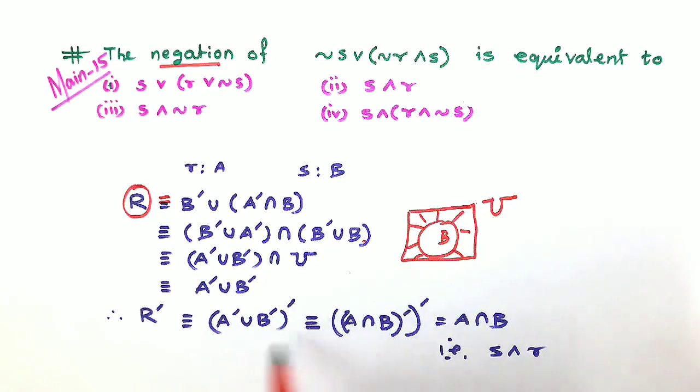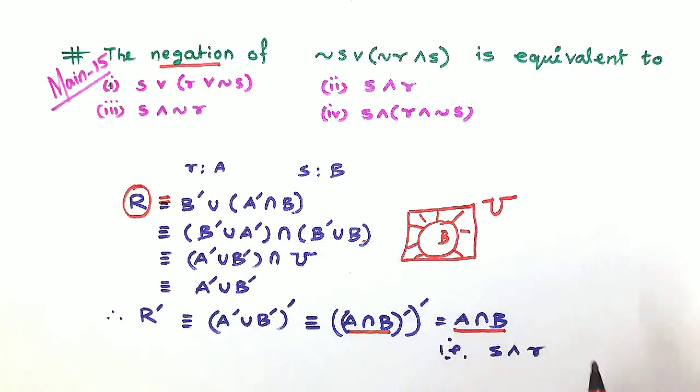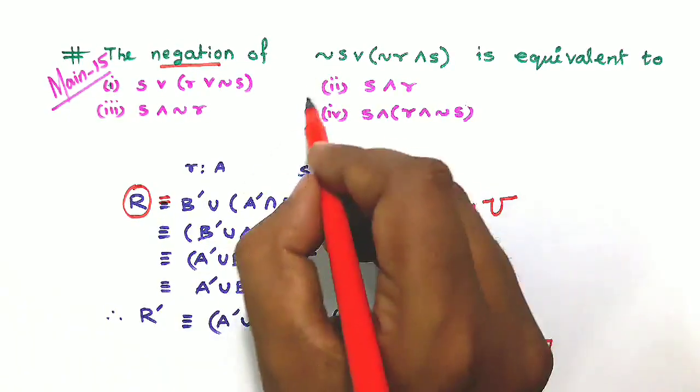So we can use De Morgan's rule. A bar union B bar means (A intersection B) whole bar, or the complement, whatever you say, and the complement of complement is the original set, so it is A intersection B only. Now what is A? A is R and B is S, so A intersection B means S and R. So our option is 2.